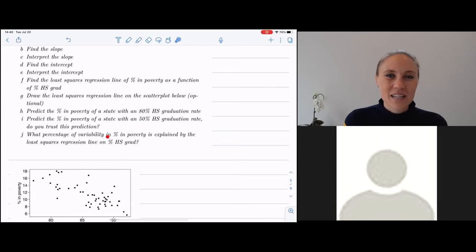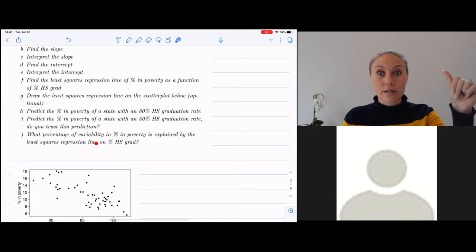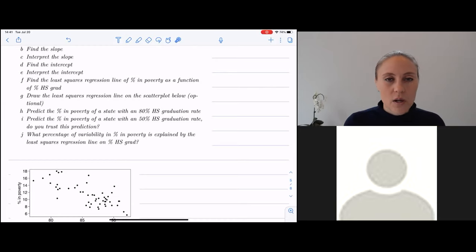And then J, extrapolation. What percentage of variability in percentage in poverty is explained by the least squares regression line on the percentage of high school grads? Remember, as soon as you see percentage of variability, I want your mind to click in and say R squared. And then just keep reading to confirm that she is asking me for R squared. So here you would calculate your R squared. I'll give you an opportunity to pause it here, and then we'll meet back here and do these calculations and answer these questions.